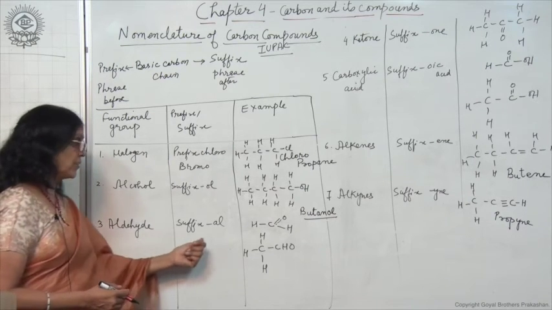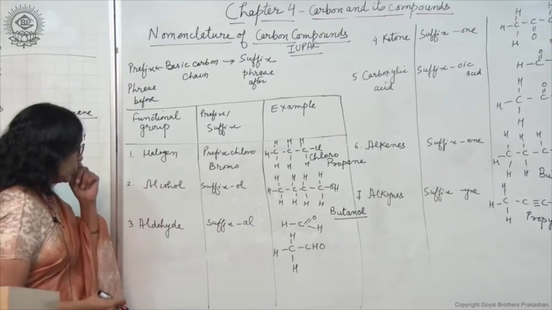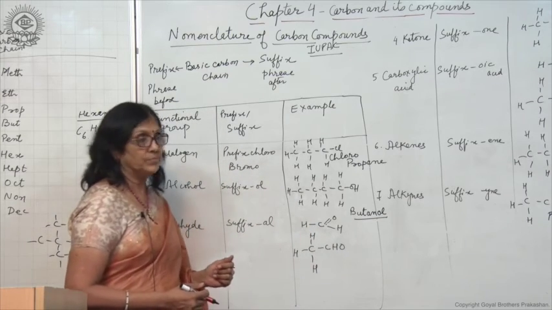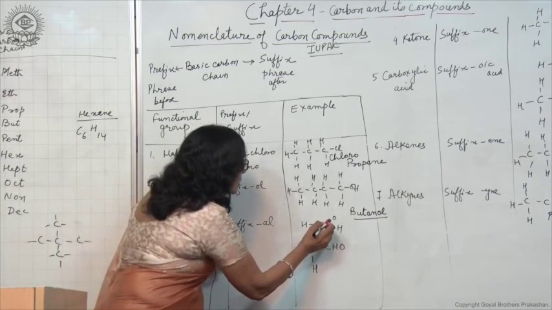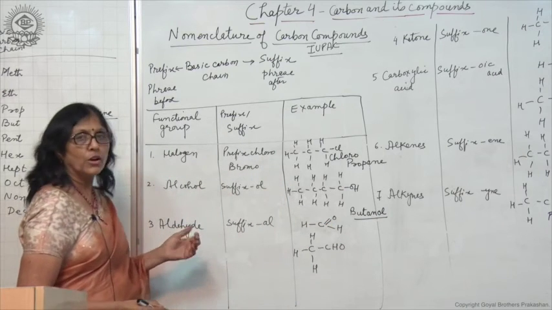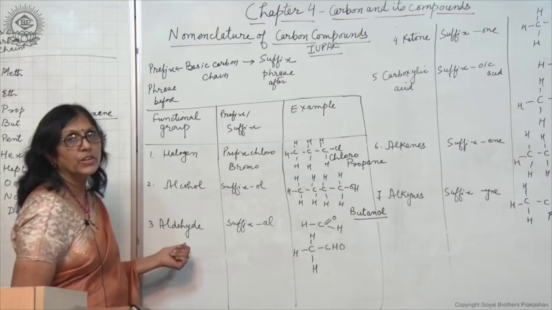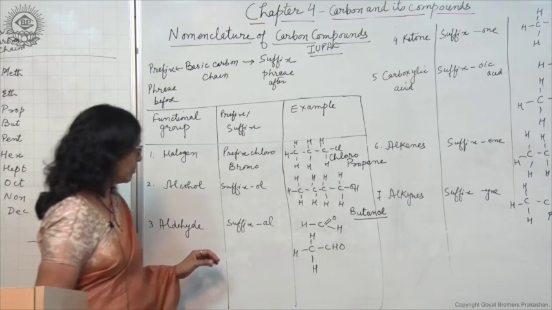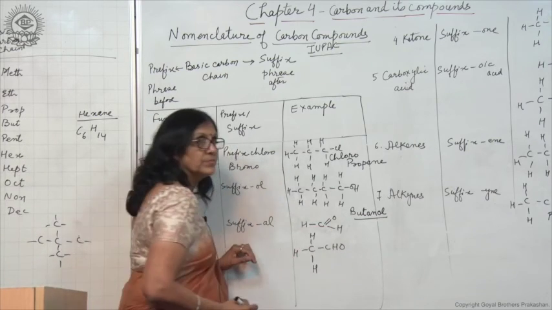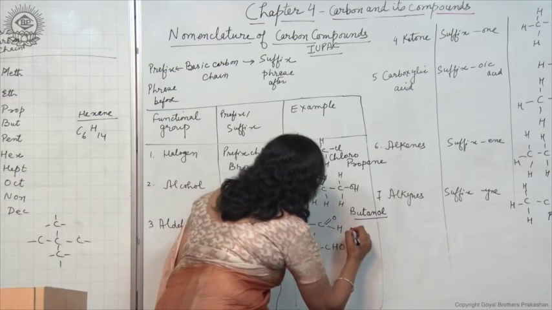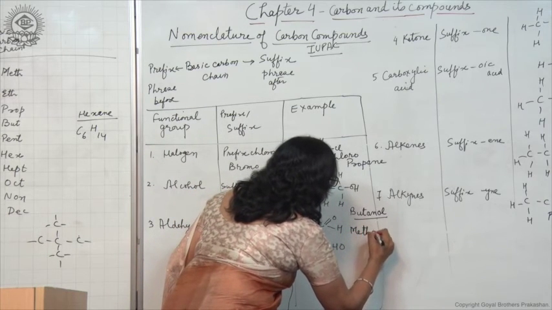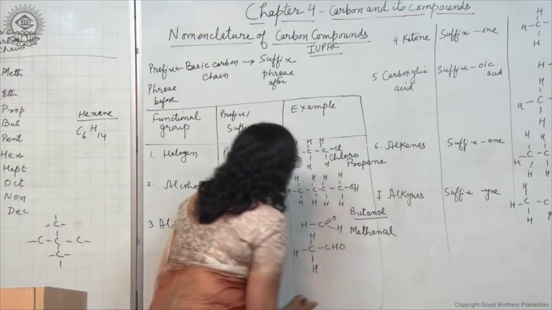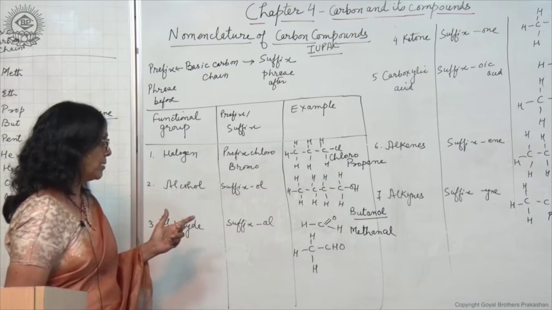Aldehyde: the suffix "al" is used. Now, in this case also, the number of carbon atoms is 1. You will say there is a double bond, but this double bond is not between the carbon atoms; it is the double bond in the functional group. So, it is a saturated compound only and not an unsaturated compound. So, what is the name of this? One carbon atom means methane, and the "e" is replaced by "al": methanal. So, its IUPAC name is methanal.